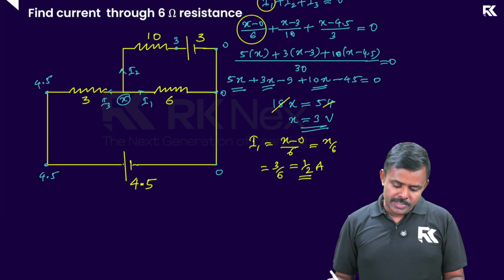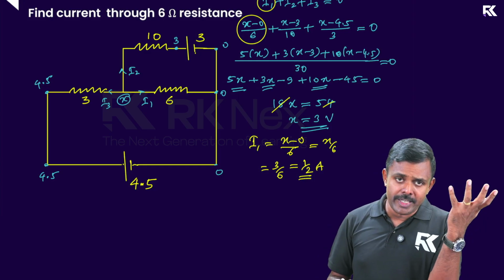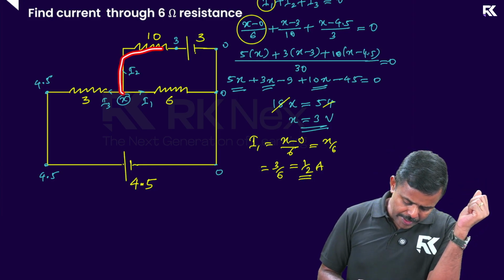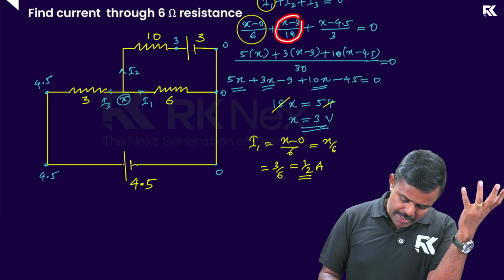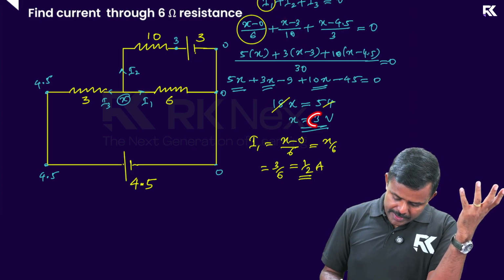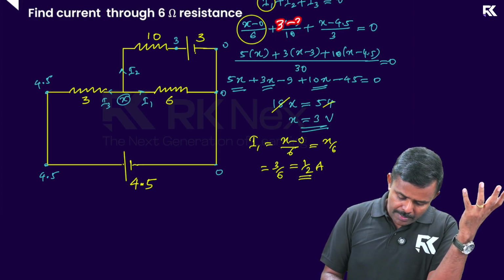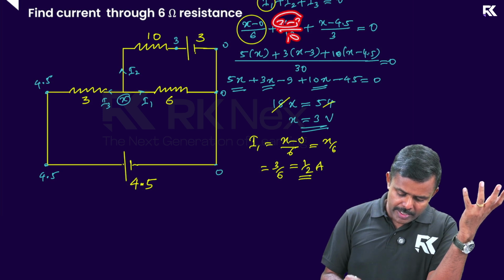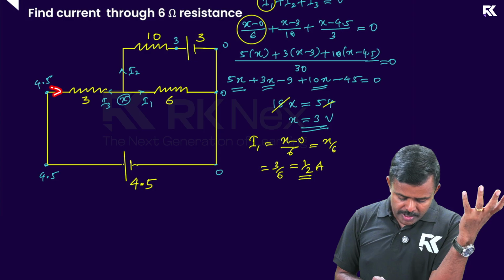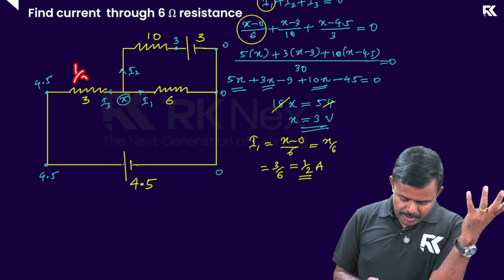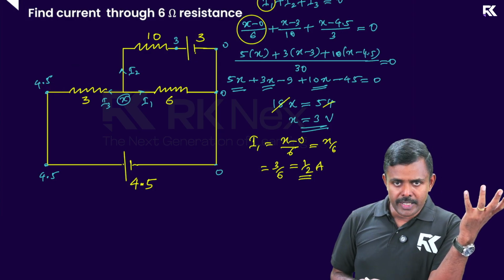Similar way you can find I2 and I3 as well. If you try finding I2, I2 will be what? Let's check. I2 is this x minus 3 by 10. X is 3 here, so 3 minus 3 by 10. 3 minus 3 is 0, no? So this current will be 0. So obviously this current will be what? 1 by 2. You check it out, I3 will be 1 by 2.